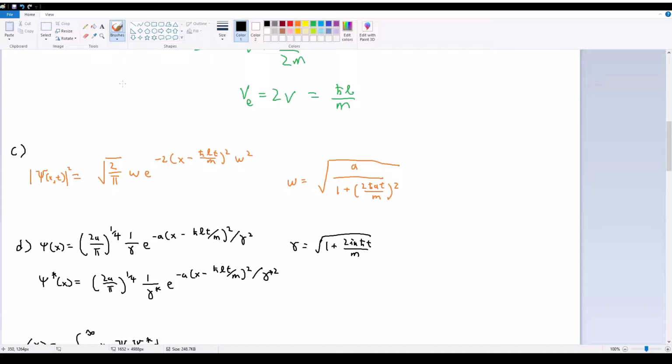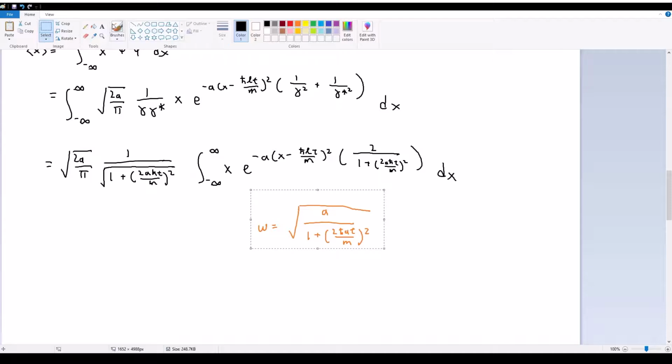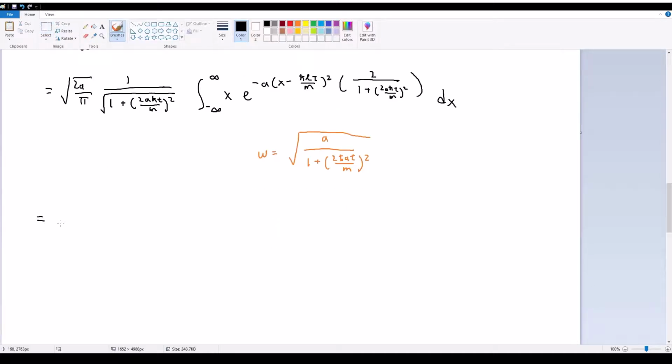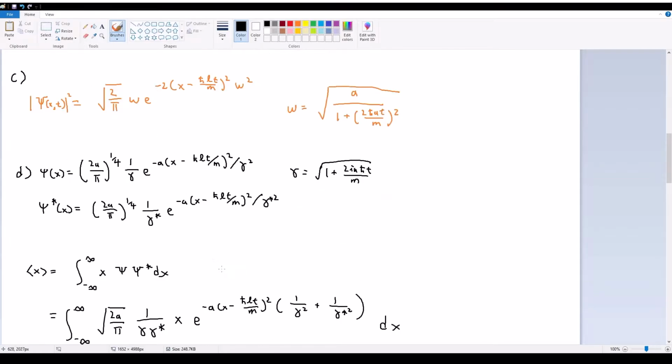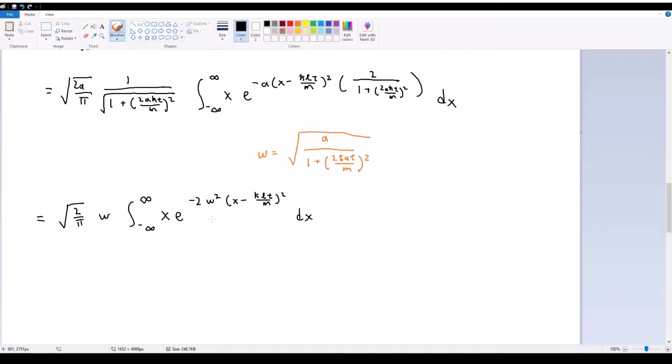First off, I'm going to incorporate omega into this once again, because omega is just going to be a constant. So this is going to be the square root of 2 over pi times omega times the integral from negative infinity to positive infinity of x e to the negative 2 omega squared times x minus h bar lt over m squared dx. Let me just double check that that's actually correct. Negative 2 omega squared x minus h bar lt over m squared. Yeah. Okay, so at this point, let's see.